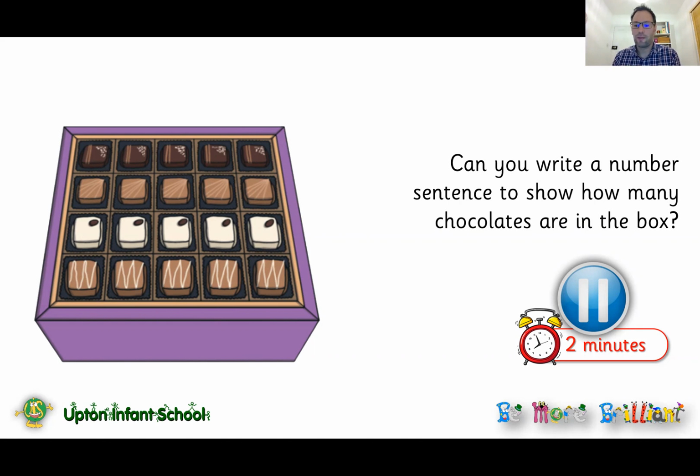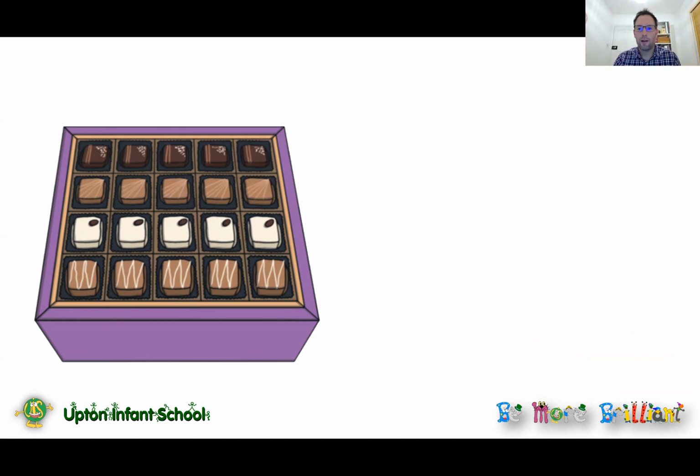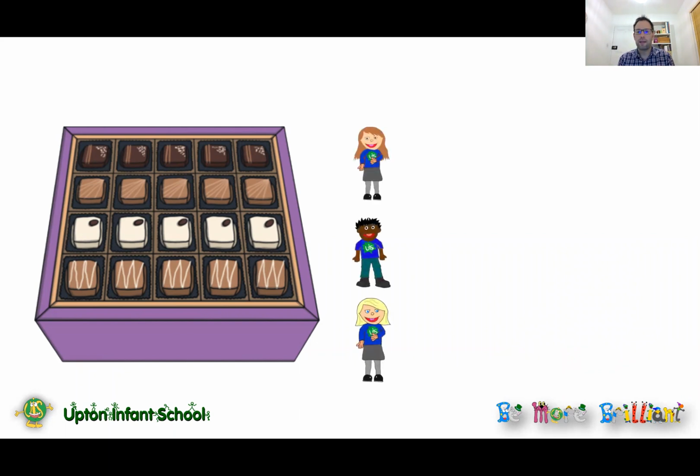Okay then, how did you get on? Right, let's have a little look. Well, I've got 3 friends to help me here. Let's have a little look at the number sentences that they wrote down. First of all, we've got our friend Susie at the top, and she has noticed that in each of those rows there are 5 chocolates. So she's written down a 5, and then another 5, and another 5, and then another 5. 5 add 5 add 5 add 5, and all together there are 20 chocolates. Give me a wave if you wrote that number sentence down.